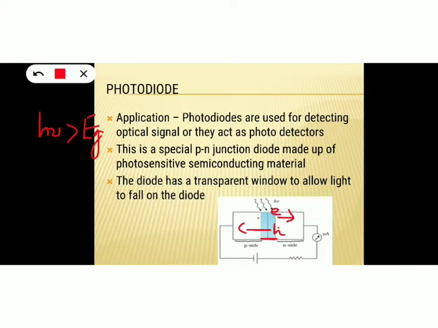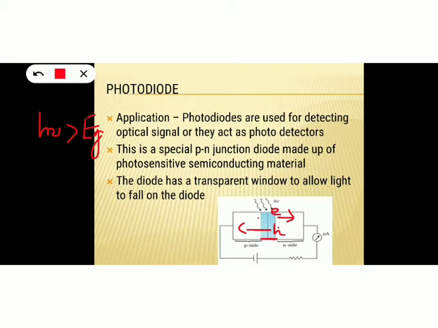Now we need to discuss the VI characteristics of this photodiode. VI characteristics are also very important, and you should study the VI characteristics of all the special purpose junction diodes. In the photodiode, how does it work? It works when light falls on it. When light or photons fall on it, electron-hole pairs are generated near the depletion region, and these electrons and holes drift to the respective regions.